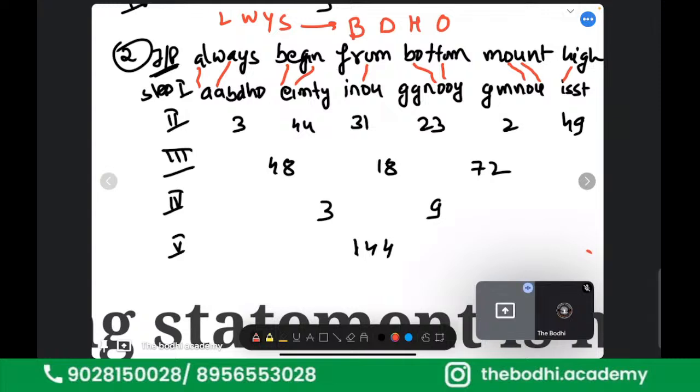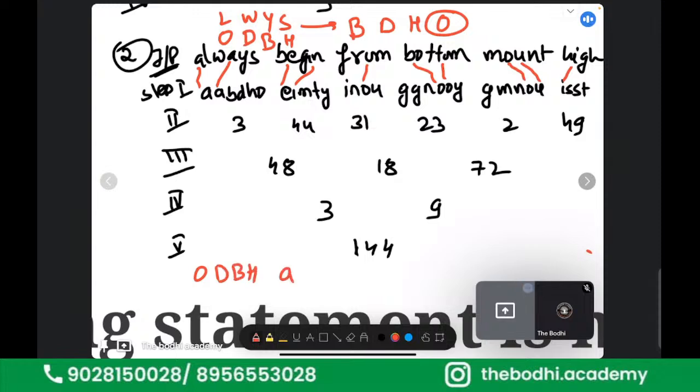Now see, you must have remembered the opposite letters. Like A is opposite to Z, B is opposite to Y, C is opposite to X, D is opposite to W. Like that, opposite pairs are there. So what will happen now? L's opposite letter is O. L is O, W is D, Y is B, and S is H. So we have O, D, B, H.